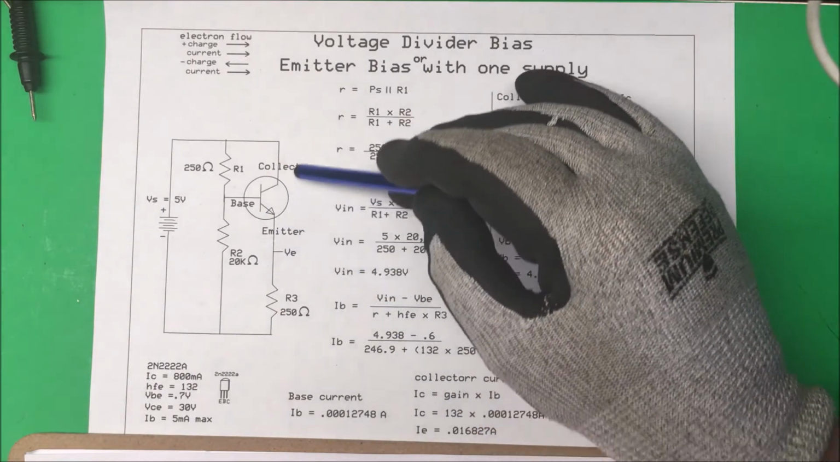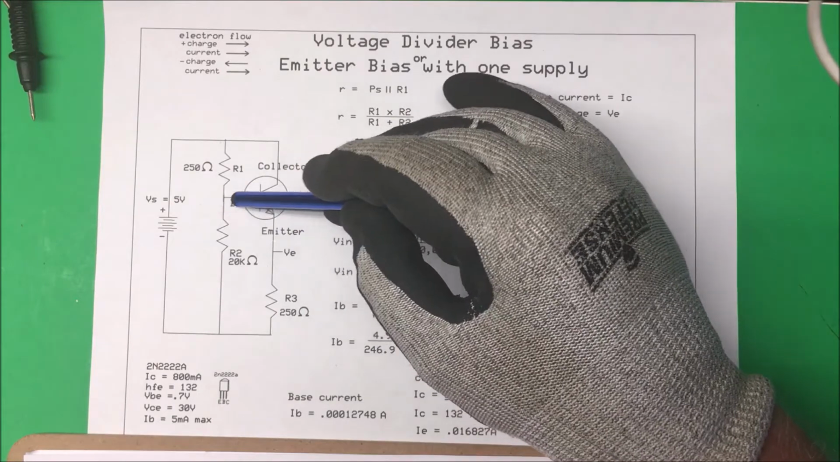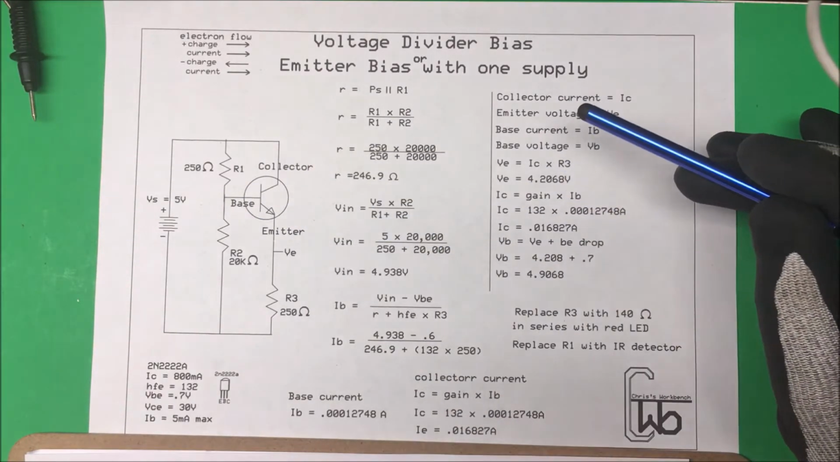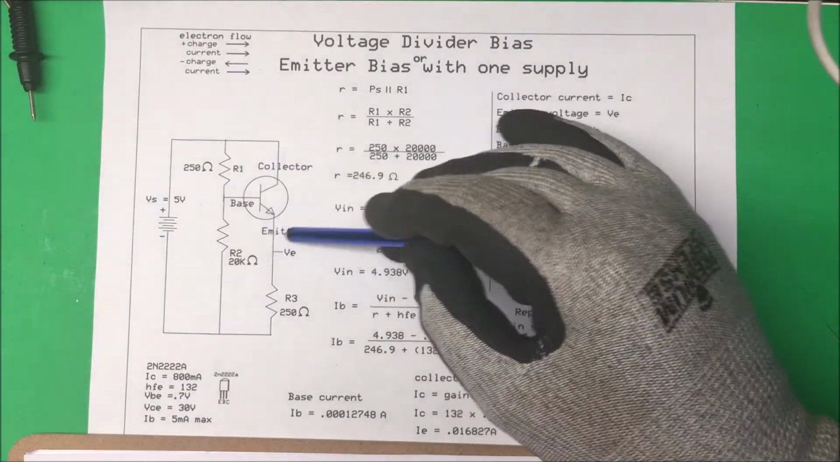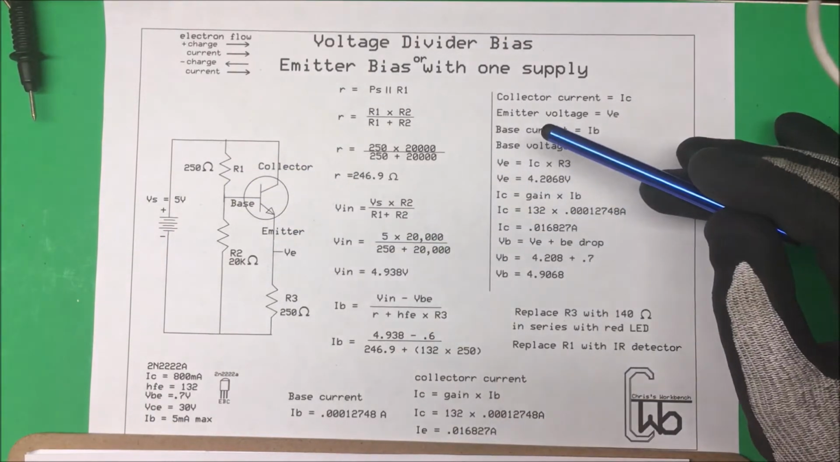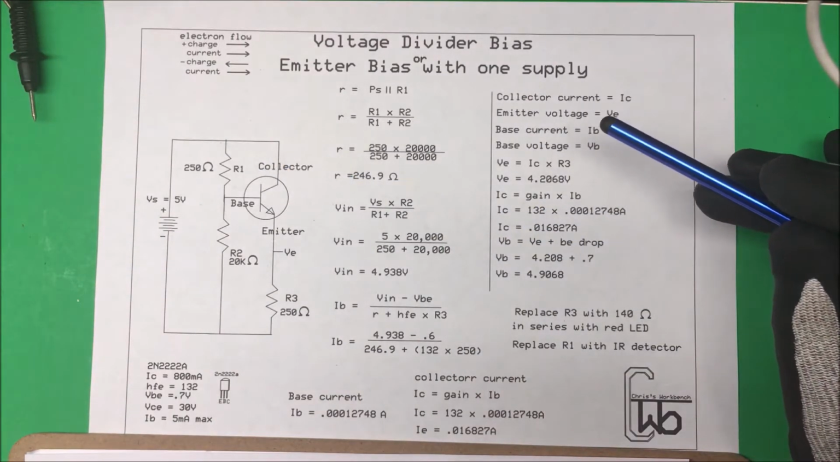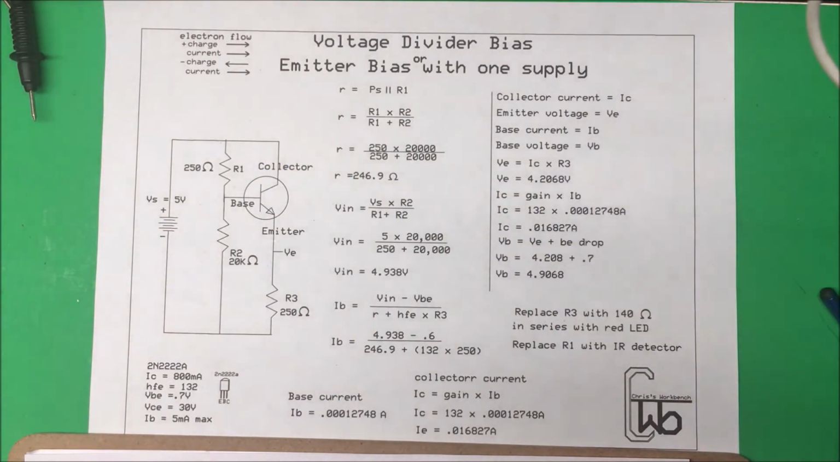Now the emitter current is going to be a little bit higher because some electrons are going through there, but only 1 in 132 of them. So that's kind of a very basic way that thing's working, but that's how we can calculate our collector current there. So we'll see if the math actually works.